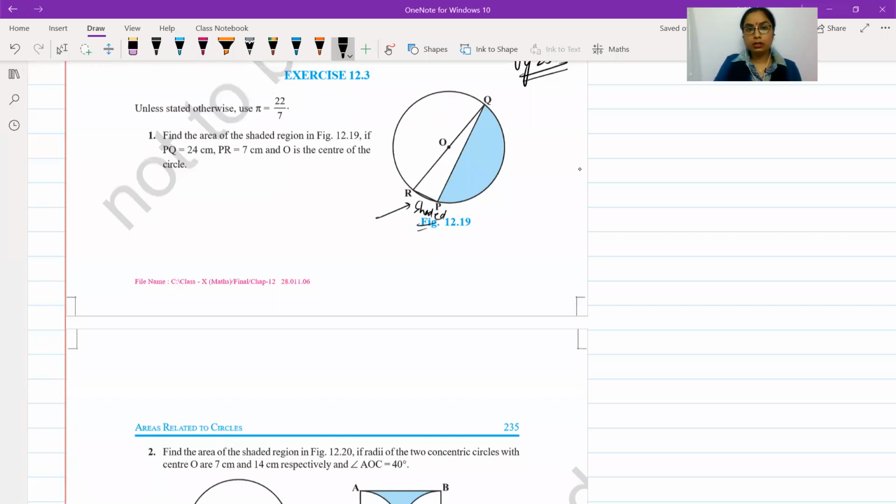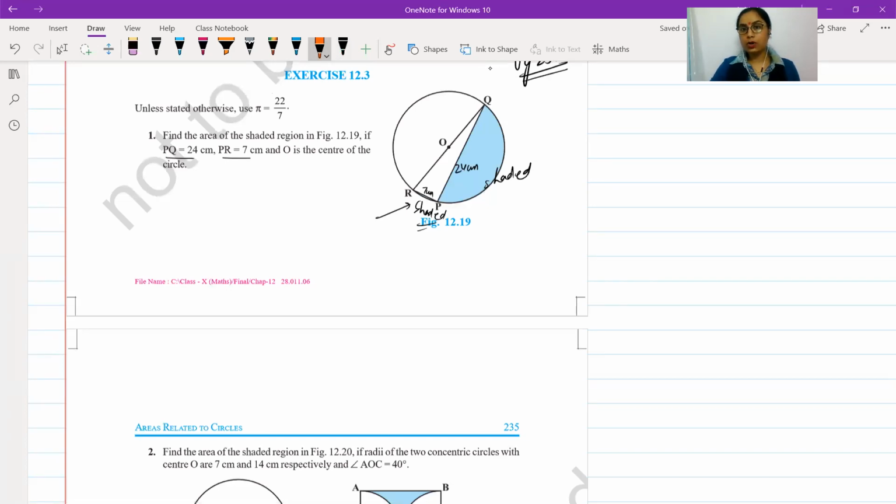And the triangle here is given with sides PQ as 24 and PR as 7 centimeters. So this chord has length 7 centimeters. The chord PQ has length 24 centimeters. We want to find out the area of this shaded region. So there's this shaded region over here.